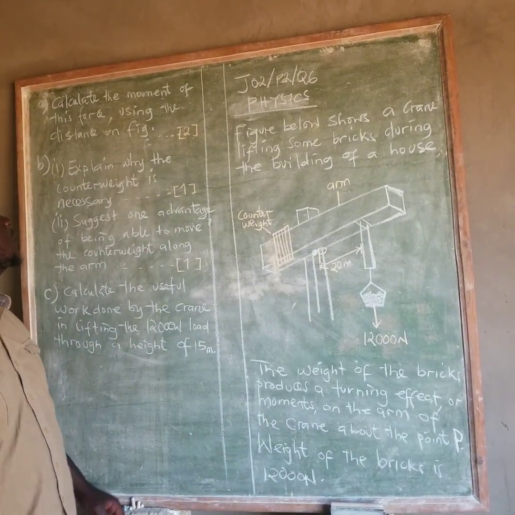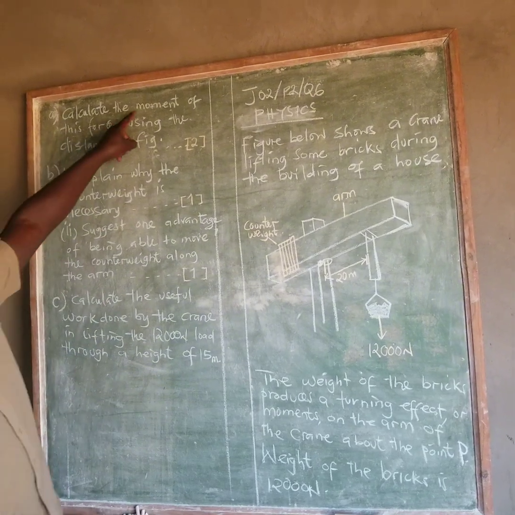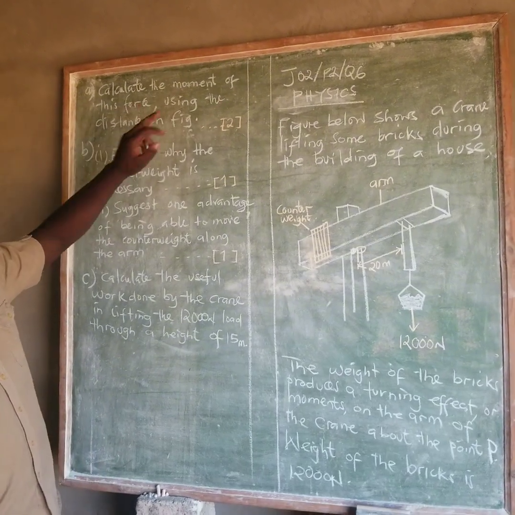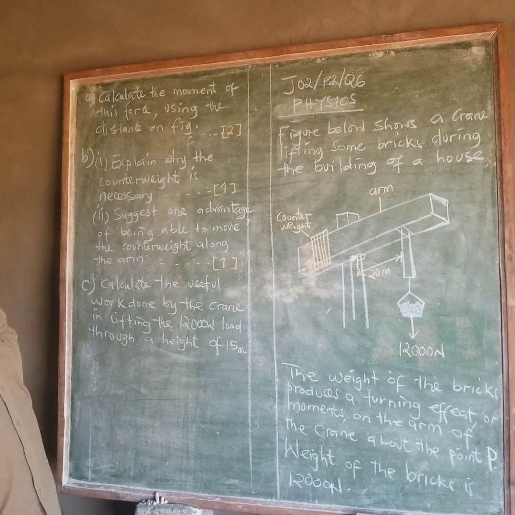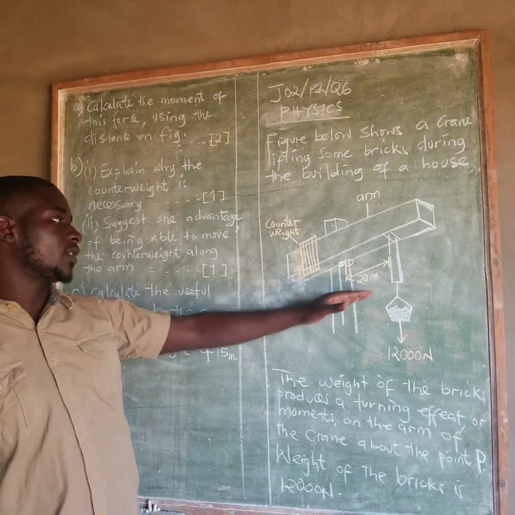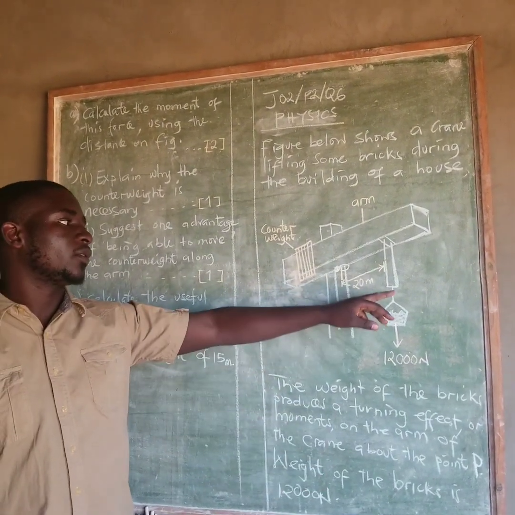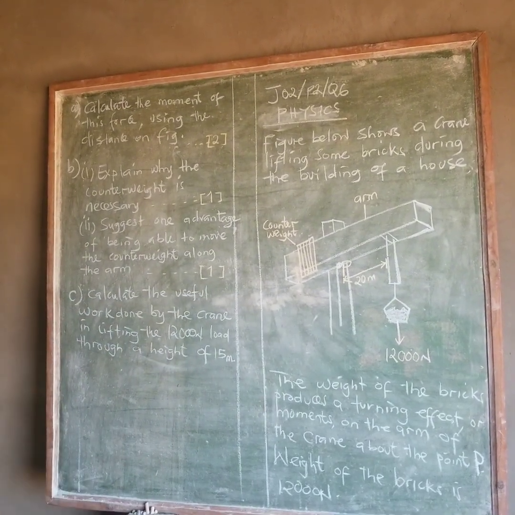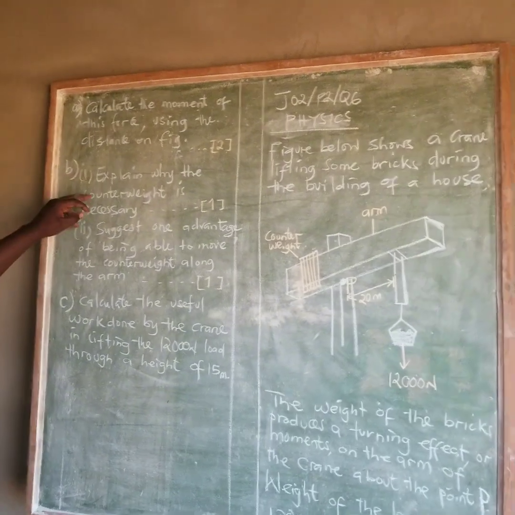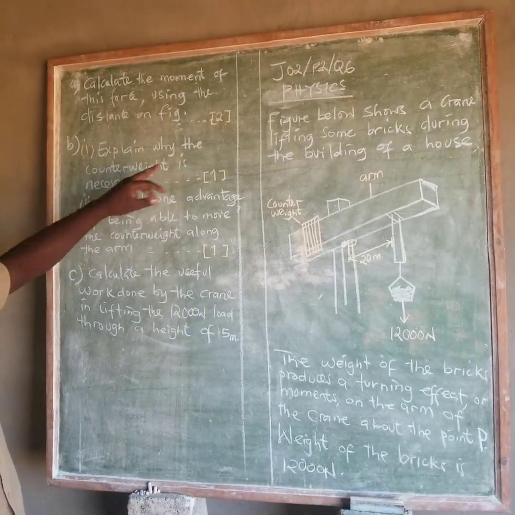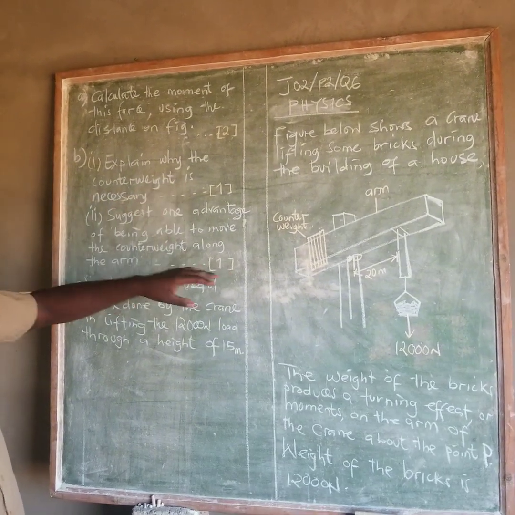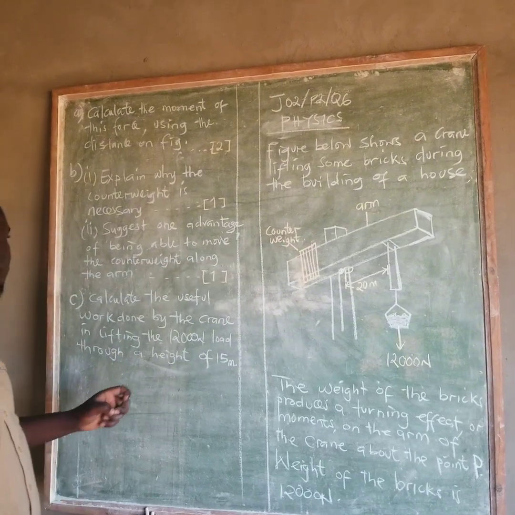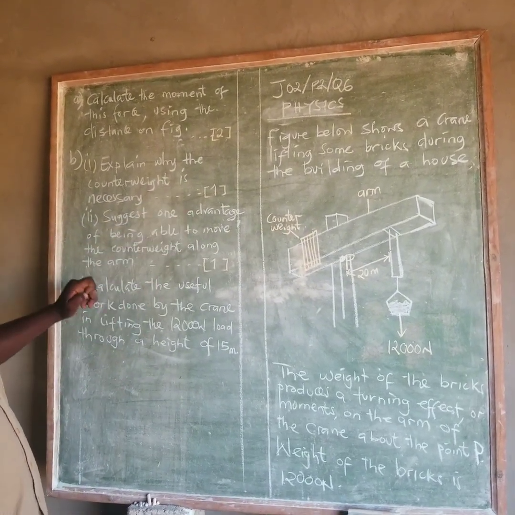Calculate the moment of this force using the distance on the figure. So I've been given 20 meters from P to the point of action of the force. Then B asks us to explain why the counterweight is necessary. This thing, why is it necessary?